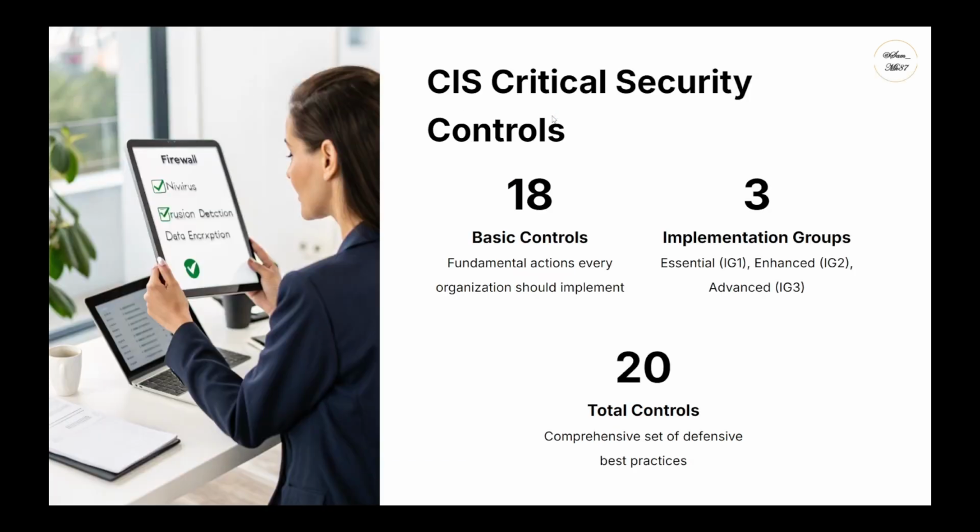So the next framework is CIS, or the CIS Critical Security Controls, which are a prioritized set of best practices designed to help organizations defend against the most common and dangerous cyber threats. They are practical, actionable, and also widely adopted across industries. There are 18 total controls, organized into 3 categories.